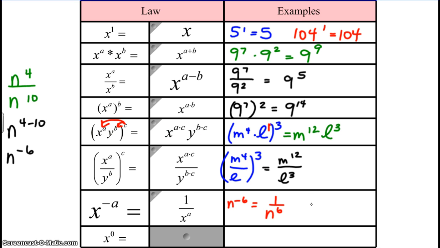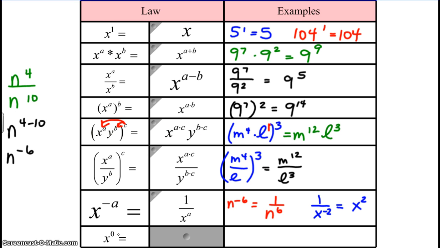Now let's imagine a problem like this. What if I had 1 over x to the negative 2? The negative exponent in the bottom tells me it's not happy where it's at, so what I need to do is actually move this from the bottom to the top. So when I move it to the top, it becomes a positive x squared.